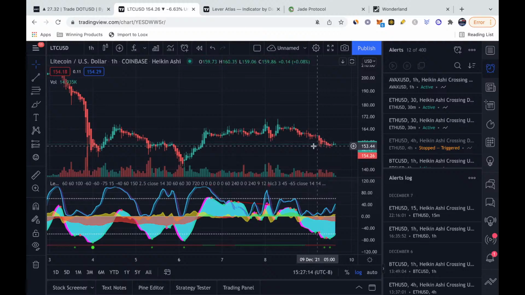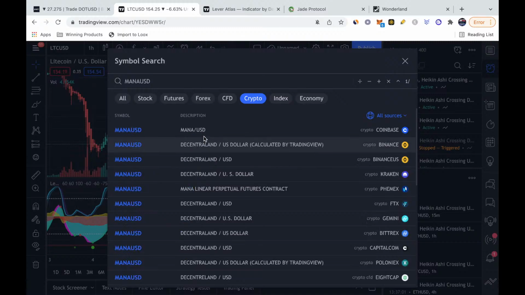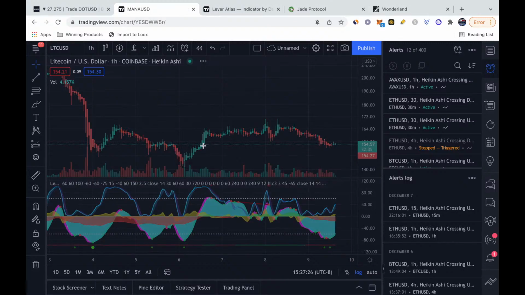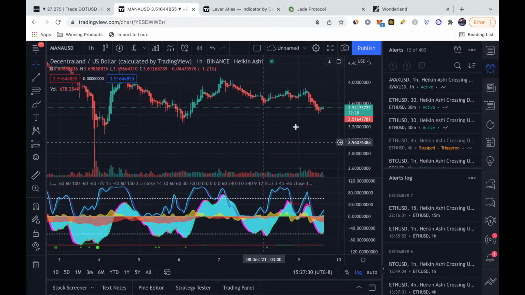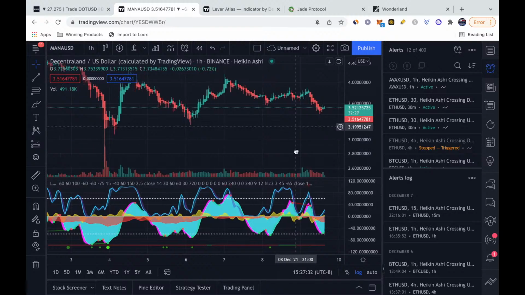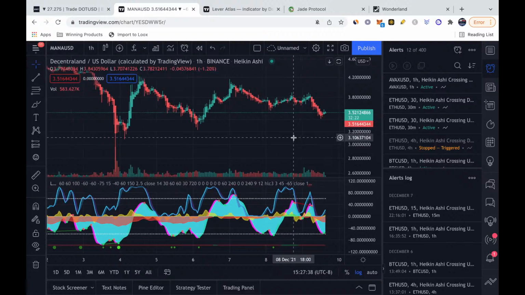Let's take a look at Mana. So, Litecoin, I didn't really see anything massive there. I own no Litecoin, and I have no intention of buying any Litecoin. I think it is basically a worthless project at this point. That's exactly what I think. Does that mean I'm right? No, it doesn't. That's just what I think.